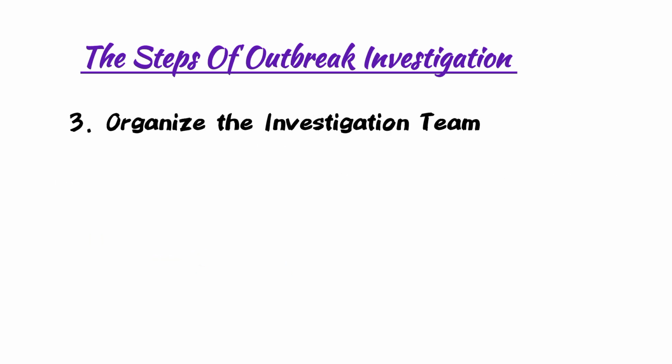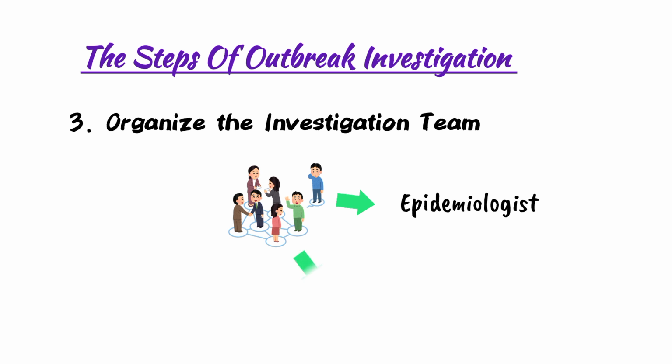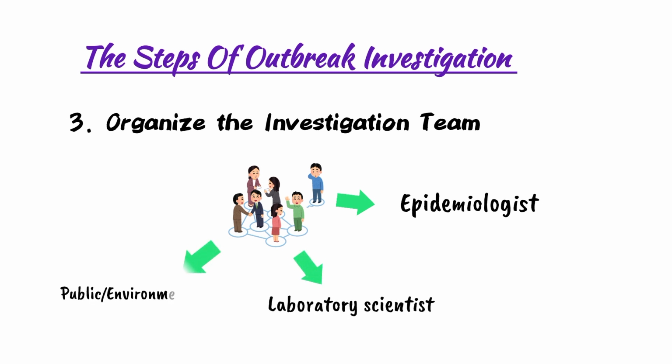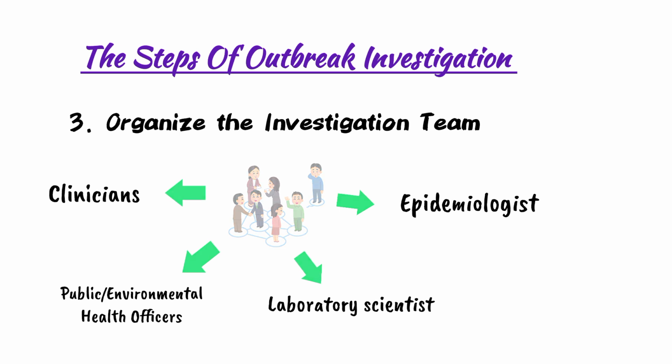The next step is to organize the investigation team. An outbreak cannot be investigated by one person. A team is needed, and this team usually includes epidemiologists, laboratory scientists, environmental or public health officers, and clinicians. The size of the team depends on the type and the size of the outbreak.